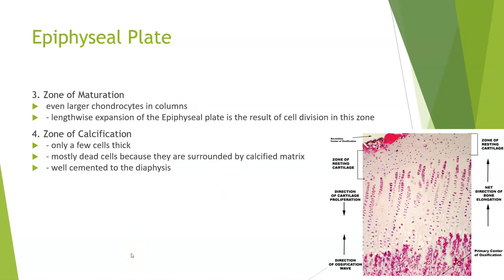Our next is called the zone of maturation. So of course, we start off with these immature chondrocytes. They're starting to mature, so they're getting larger as we move towards the epiphysis. We get lengthwise expansion of the epiphyseal plate because we get cell division of the chondrocytes here. Once they start to mature and divide out, what we find is a zone of calcification. And they're only a few cells thick. They're mostly dead cells because they're surrounded by calcified matrix. And this allows for a good cement into the diaphysis.